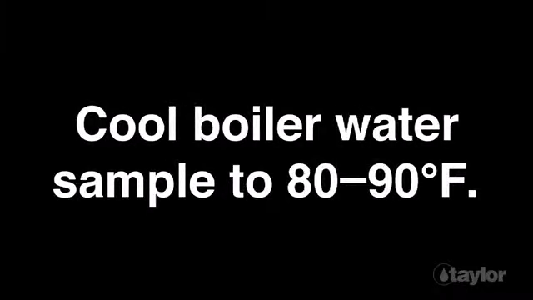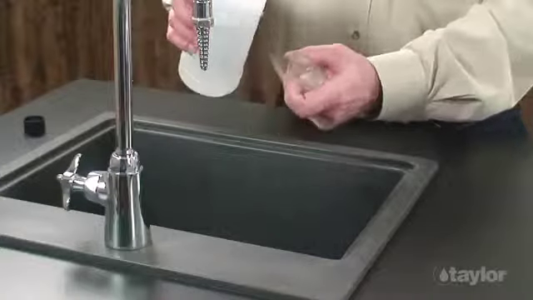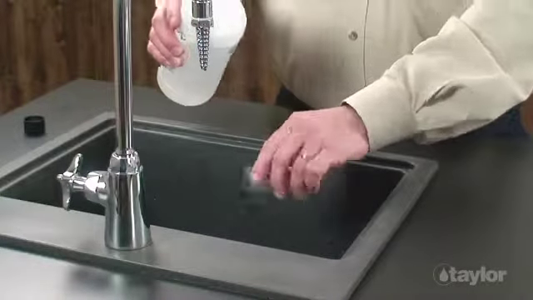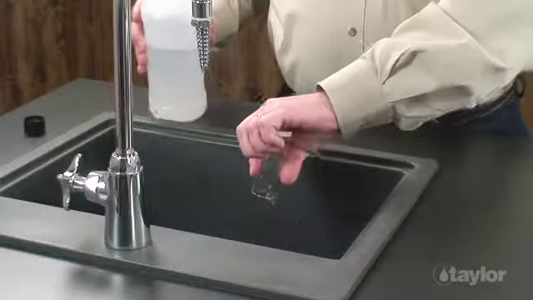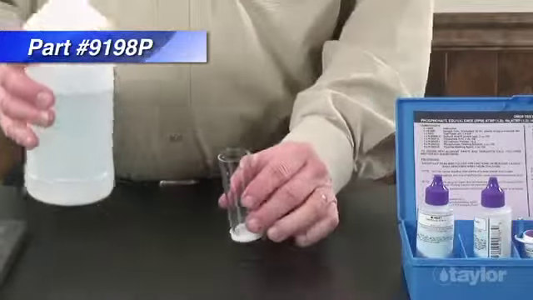It is important that the cooling or boiler water sample be collected shortly before the test is to be performed. Boiler water samples should be cooled to 80 to 90 degrees Fahrenheit. No filtering of the sample is required. To perform a drop test for HEDP phosphonate, rinse and fill the 25 ml sample tube to the 25 ml mark with the water to be tested.